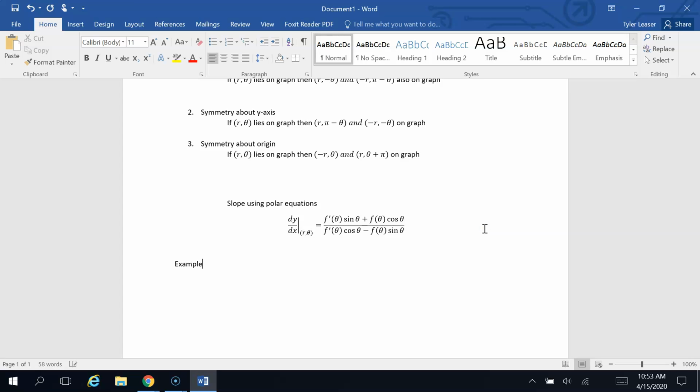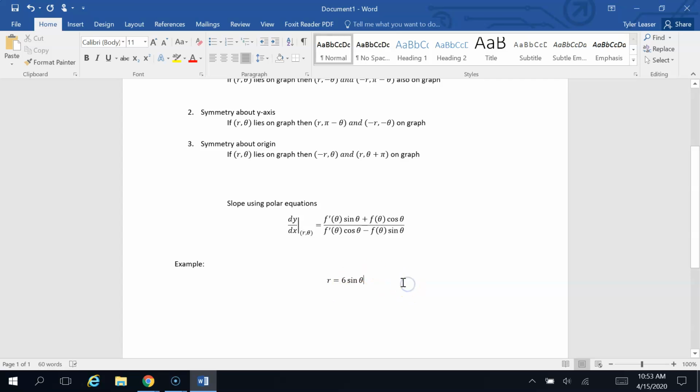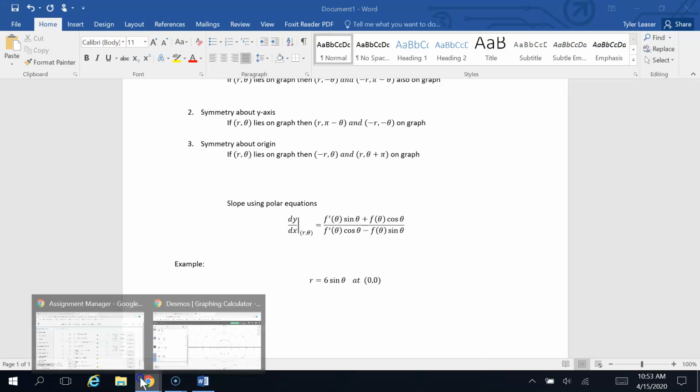So if we just have a quick example here, if we're given some kind of function, let's say we're given r is equal to 6 sine of theta. All right, and remember that this was just a circle. So you'd also have to be given a point. And let's say we are at the location 0, 0. That'll be fine. Now remember, this is not x0, y0. This is r0, theta 0.